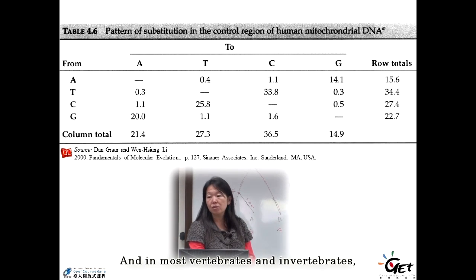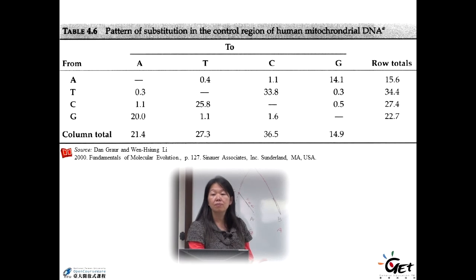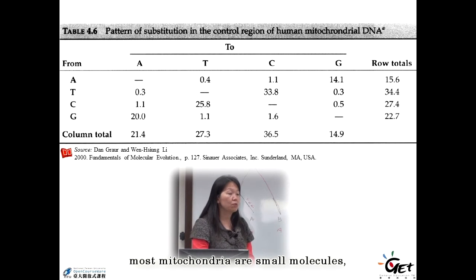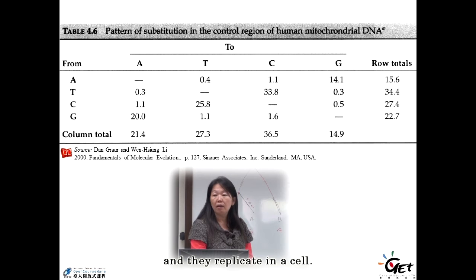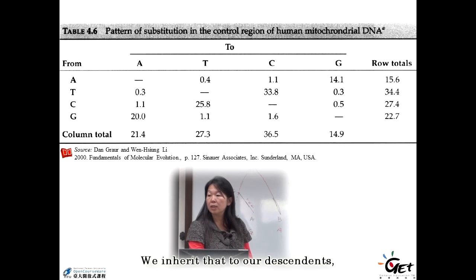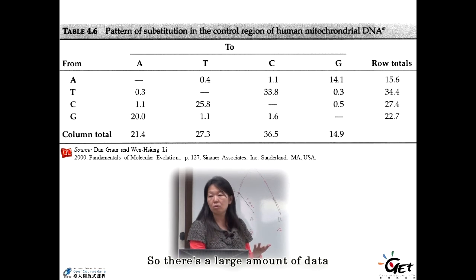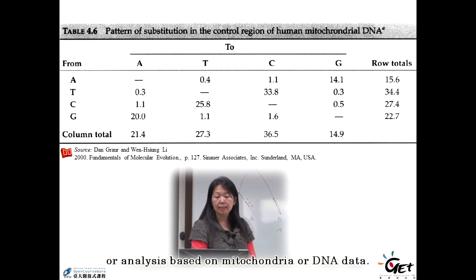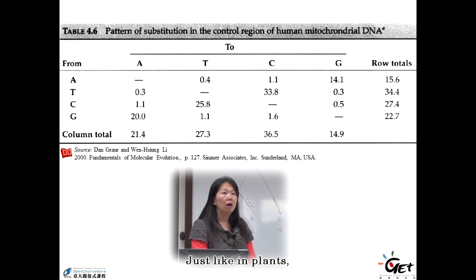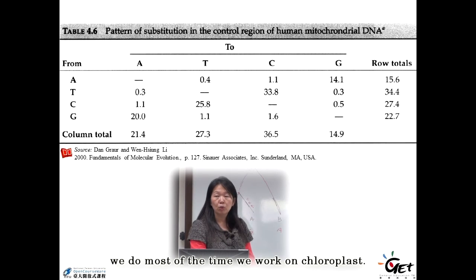vertebrates and invertebrates, they are very small compared to plants. So in animals, most of the mitochondria are small molecules, and they replicate in the cell. We inherit that to our descendants. So we use that as the molecular material to analyze the substitution rate. So there's a large amount of data or analysis based on mitochondrial DNA data. Just as in plants, most of the time we work on chloroplasts.